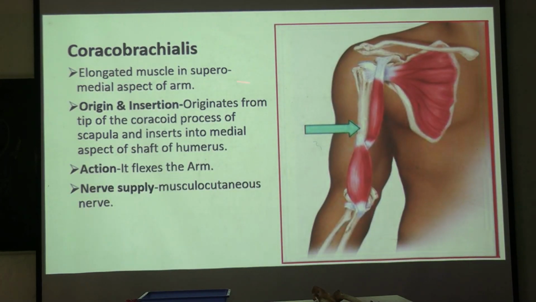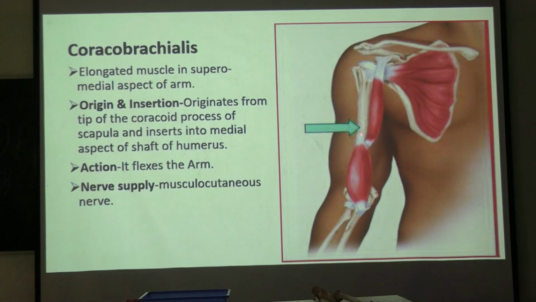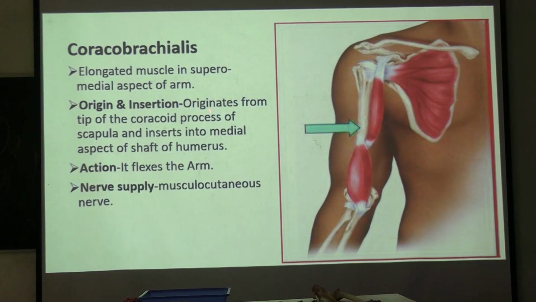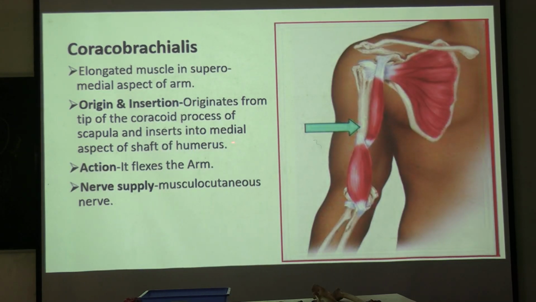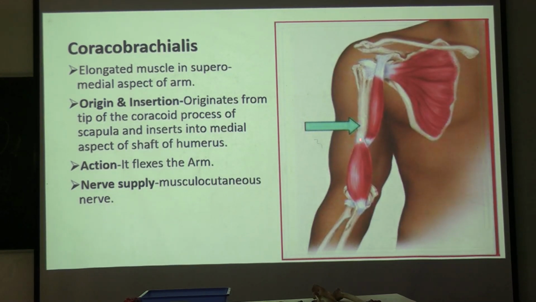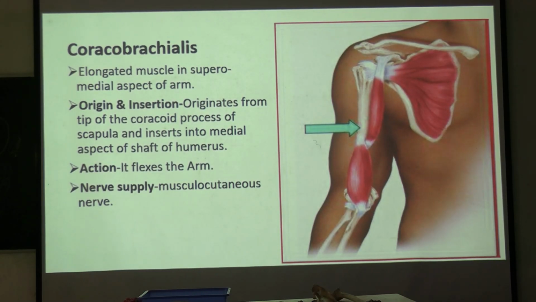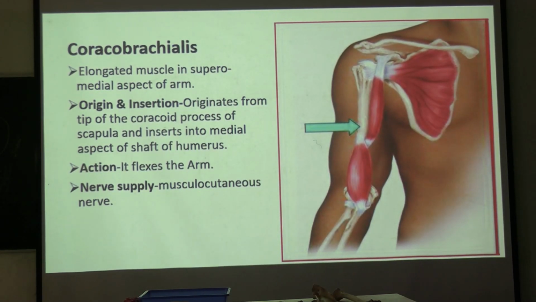Next is coracobrachialis. See, this small muscle is the coracobrachialis. It is an elongated muscle in superomedial aspect of the arm. It originates from tip of the coracoid process of scapula and inserts into the medial aspect of the shaft of the humerus. Here, origin from the tip of the coracoid process and insertion into the medial aspect of shaft of the humerus. Action, it flexes the arm, and nerve supply is musculocutaneous nerve.